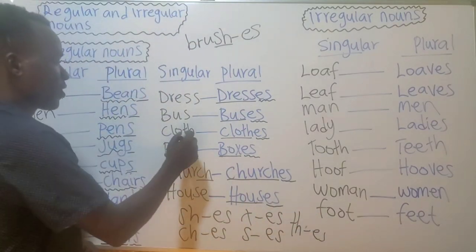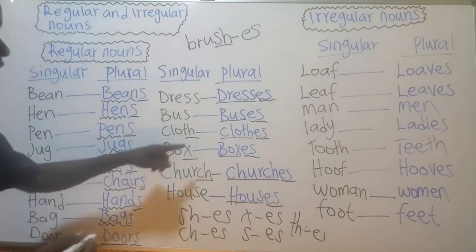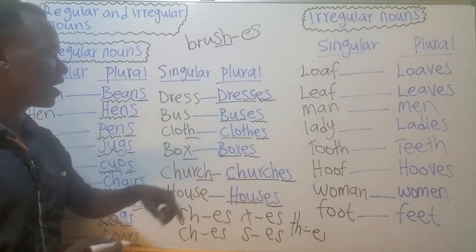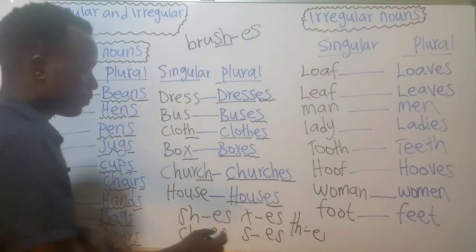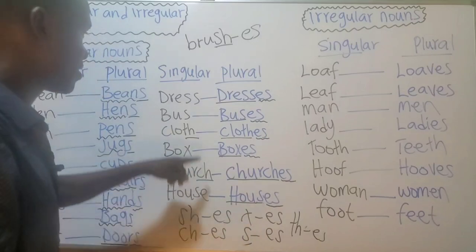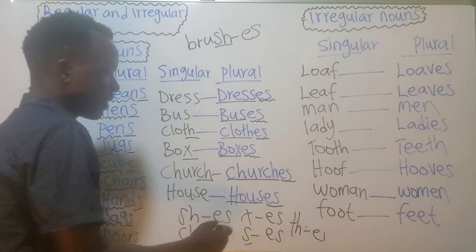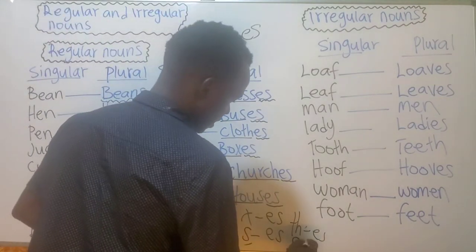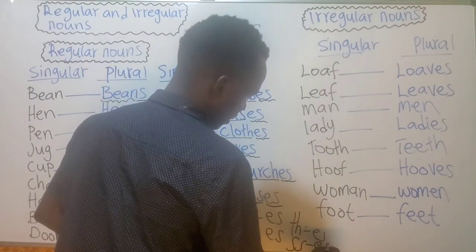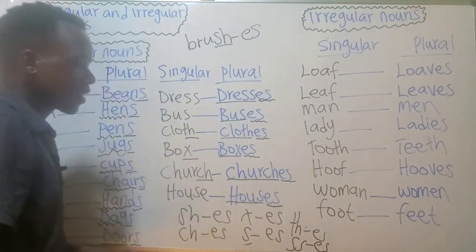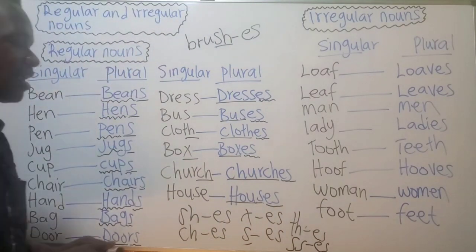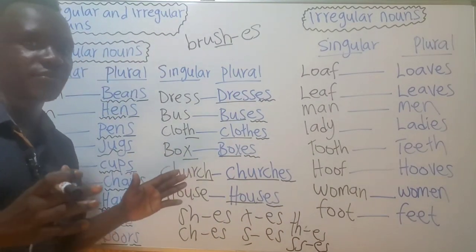Like here, cloth, okay? It will also take ES, okay? When the verb ends with S, it will also take ES. Also, when the verb ends with a double S, it will also take ES, okay? That is just a simple explanation I got for you.